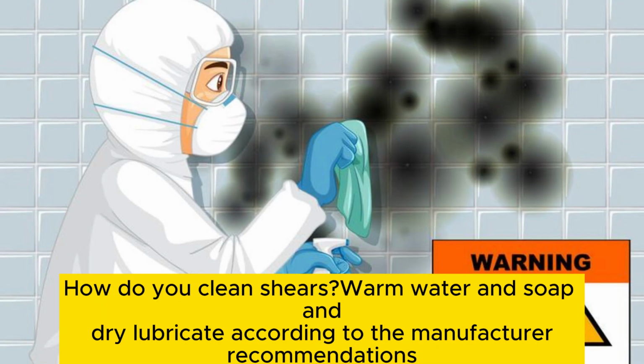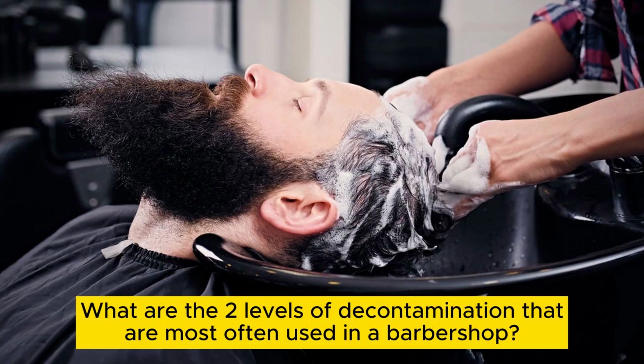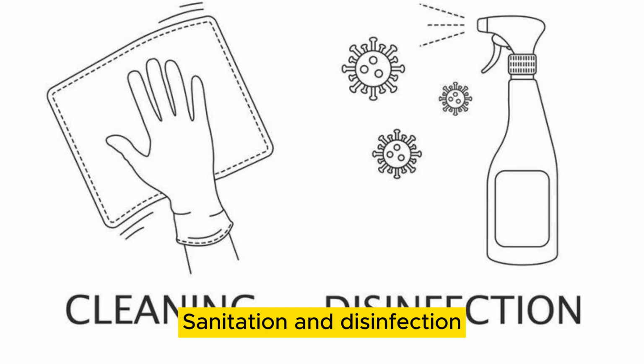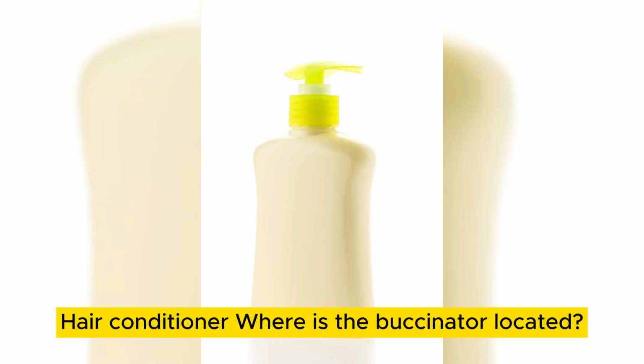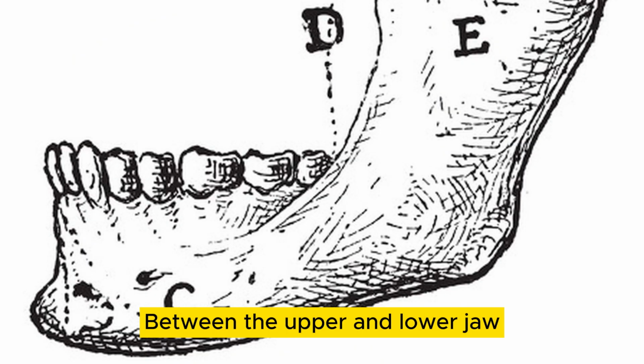How do you cleanse hones? Warm water and soap, and dry, lubricate according to the manufacturer's recommendations. What are the 2 levels of decontamination that are most often used in a barber shop? Sanitation and disinfection. What should you do to hair that is dry and brittle before hair color service? Hair conditioner. Where is the buccinator located? Between the upper and lower jaw.